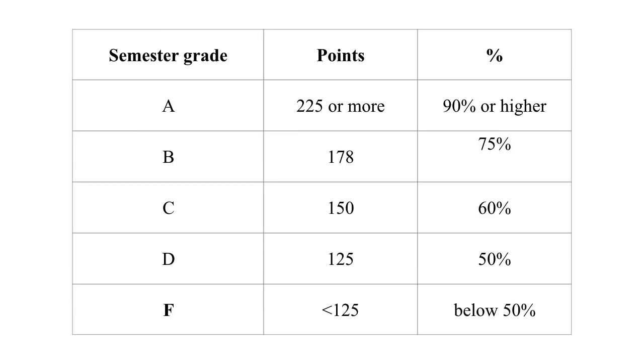All right, let's look at this grade scale. B, 75%. Technically that's 177.5, so we go up to 178, because at the end of the semester, I don't round off. You either have points or you don't. So it's actually technically 75.1 or something. C, 60%. That's 150 points. D, that's half the points, 125.